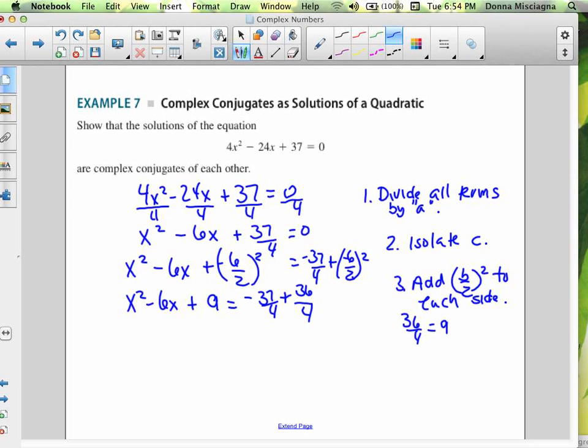On the left-hand side, we can factor that. That's step 4. Factor. That's going to be x minus 3 all squared. So it's always going to follow the format x plus or minus b divided by 2 all squared. On the right-hand side, we can combine those. That would be negative 1/4. Now we can take a square root of both sides.